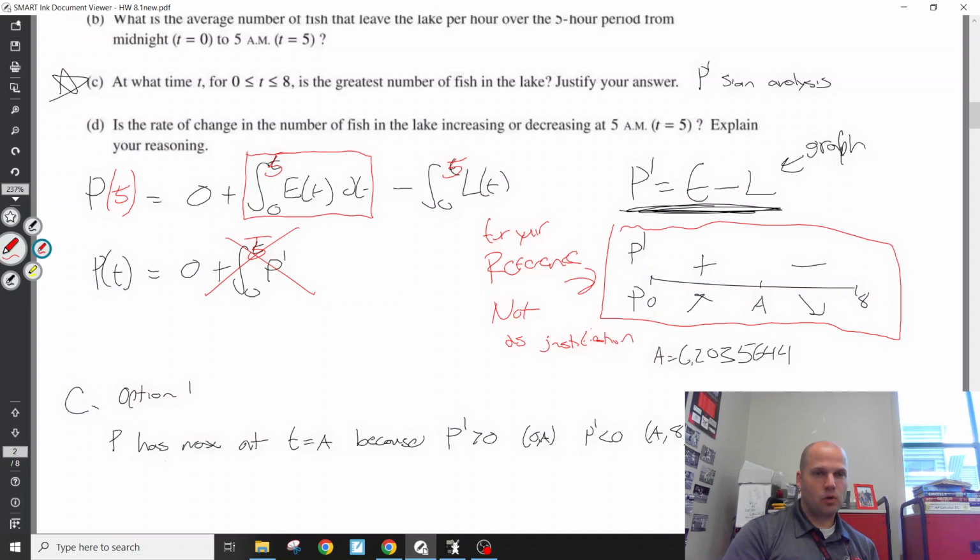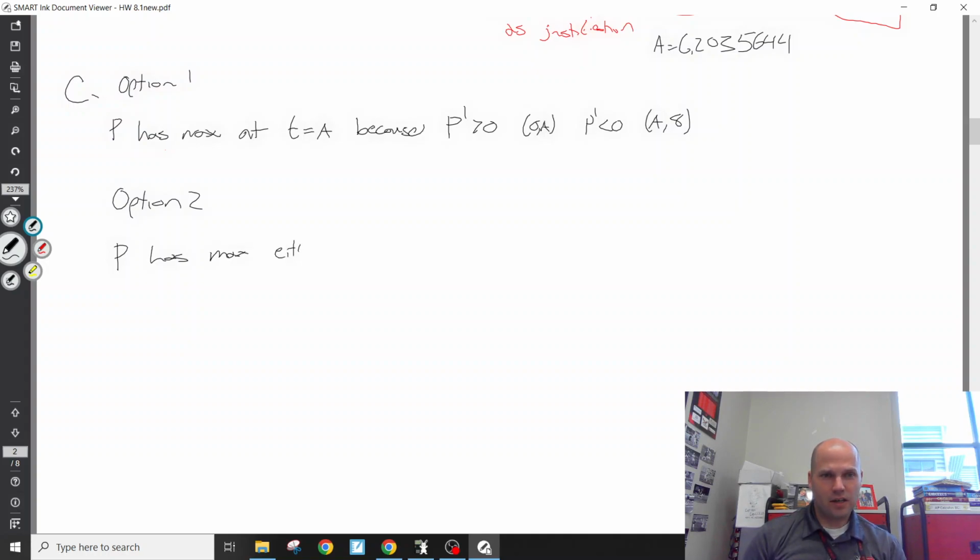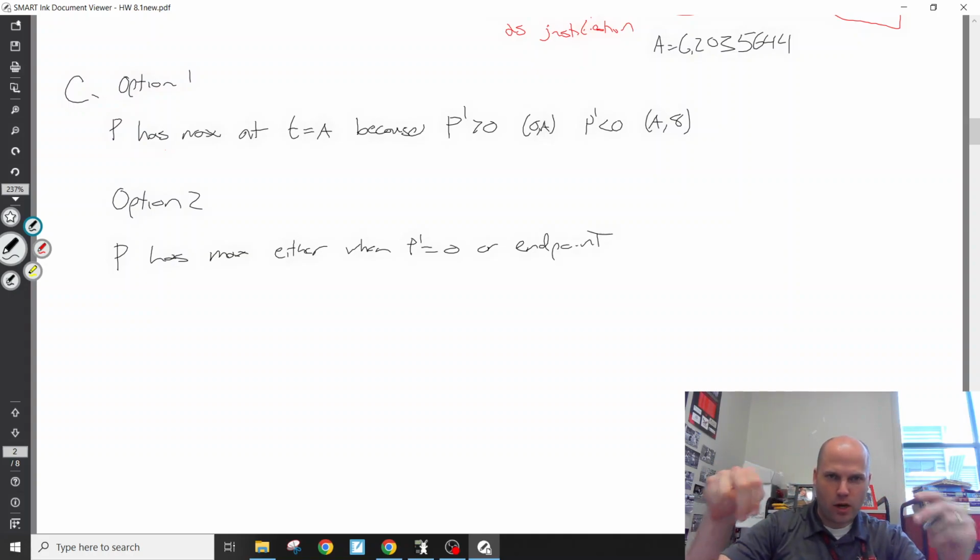Here's your other option. This option always works because no matter what, you will find a max if you test your candidates. Here's option 2. You will say P has a max either when P prime equals 0 or an endpoint. Boom. This is establishing where your candidates come from. You need to then compare your candidates.